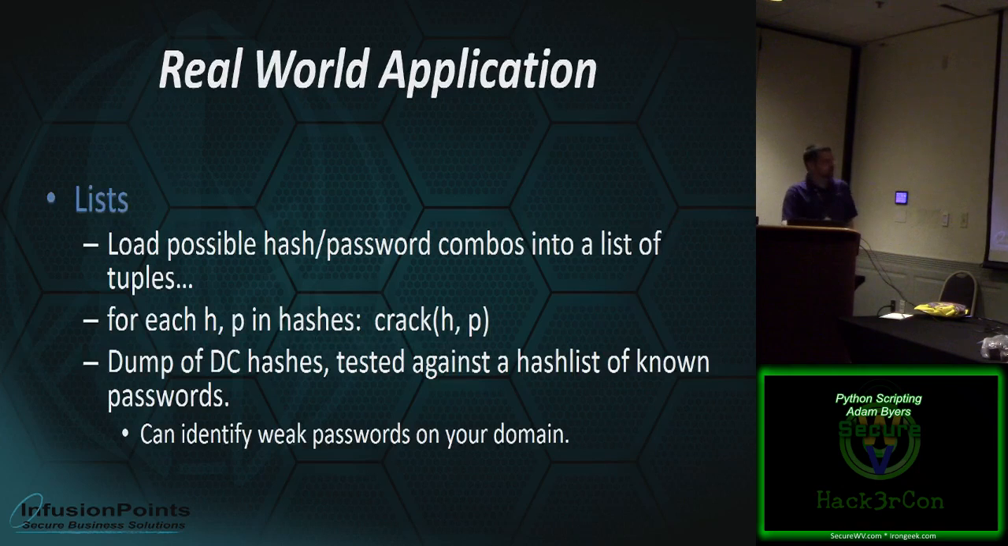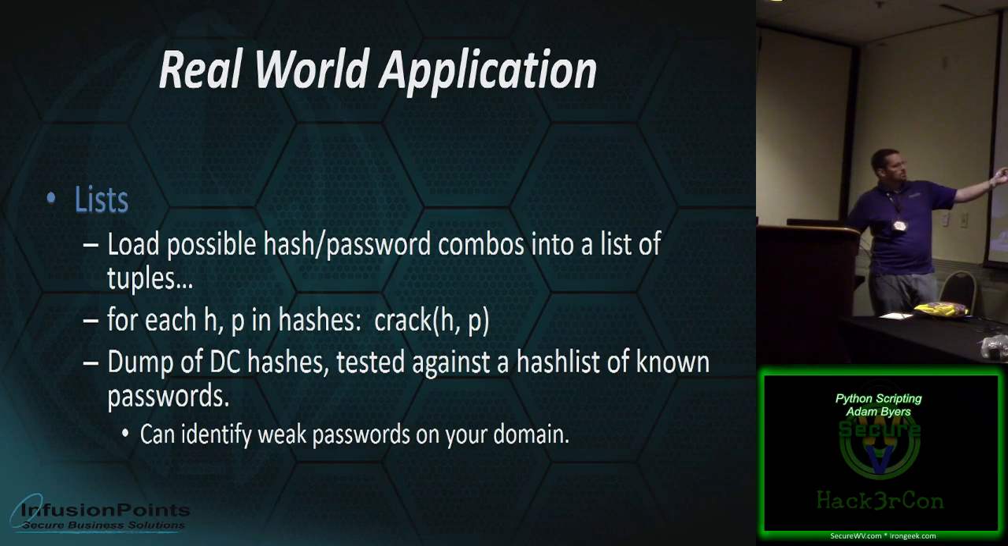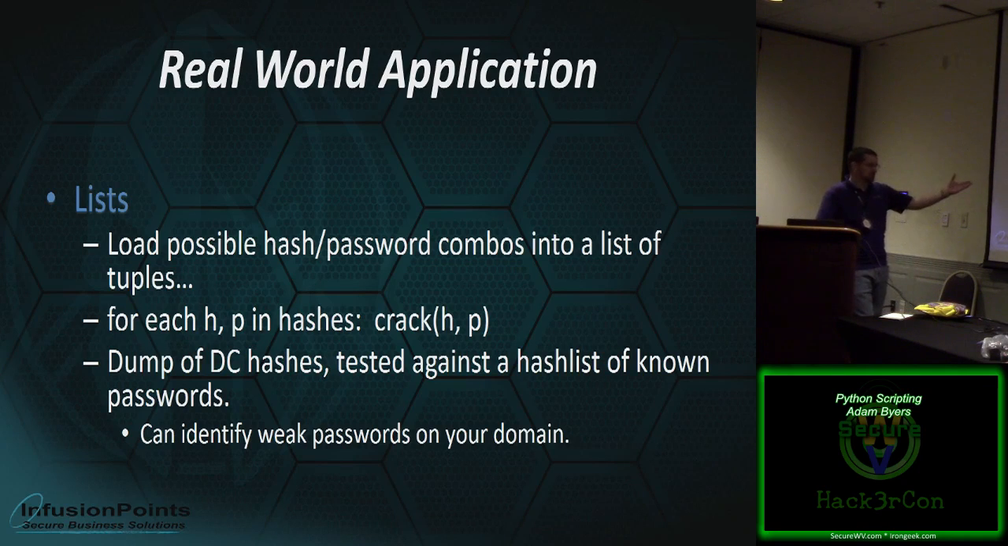So back to our real world applications. I kind of got ahead of myself there and already mentioned this. Say we have a function called crack that compares hashes and passwords. We can go for each hash and password in hashes, run this function against the hash and password. You can dump DC hashes, test them against a hash list of known passwords, and identify weak passwords on your domain with a pretty quick Python script.